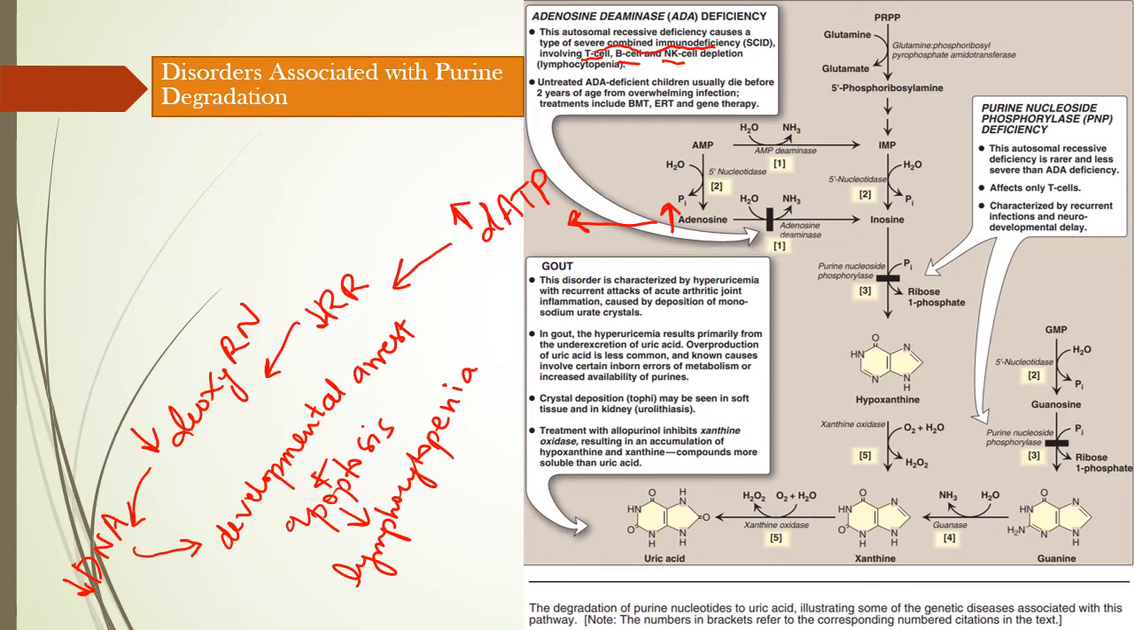If children have ADA deficiency and remain untreated, then they can die before 2 years of age. The only treatments available for this type of enzyme deficiency are bone marrow transplantation, enzyme replacement therapy, or gene therapy.